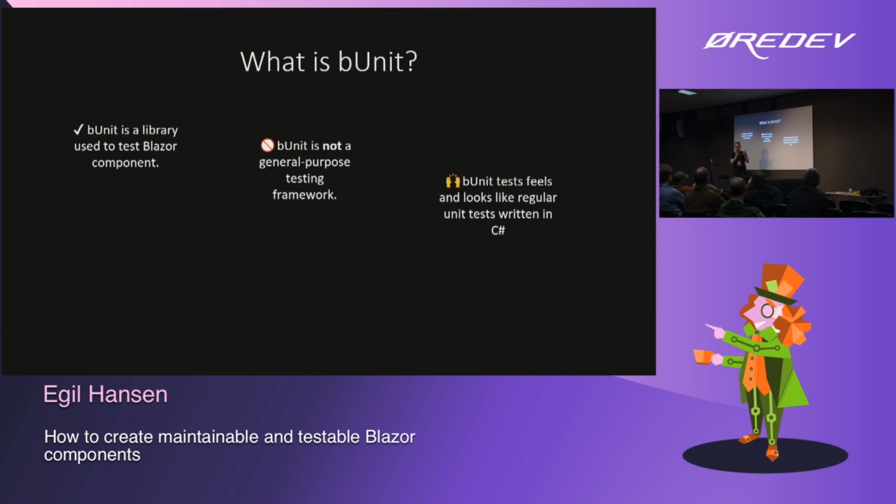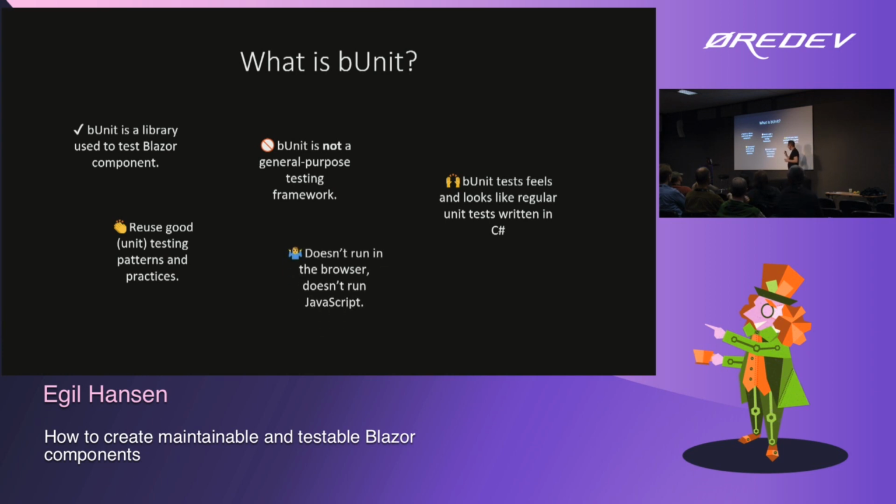That also means that your tests are going to feel and look and behave sort of like your regular C# tests. And you will be able to reuse all the patterns and practices that you've established in your team and in your organization or in your own code, and you can use bUnit to write tests in the same way that you would write and test regular C# objects.